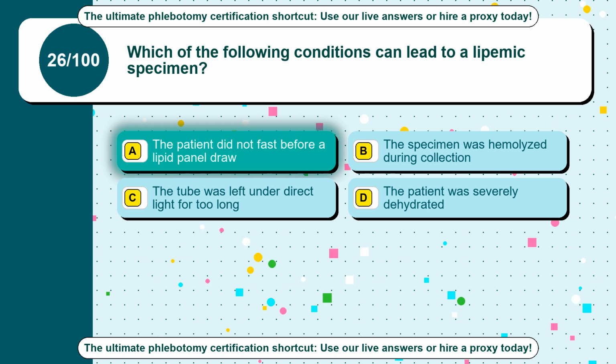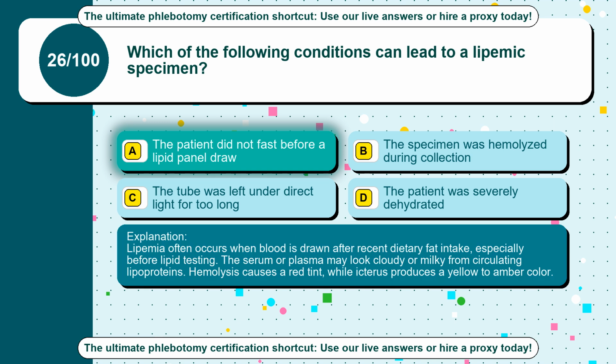The patient did not fast before a lipid panel draw. Lipemia often occurs when blood is drawn after recent dietary fat intake, especially before lipid testing. The serum or plasma may look cloudy or milky from circulating lipoproteins. Hemolysis causes a red tint, while icterus produces a yellow to amber color.